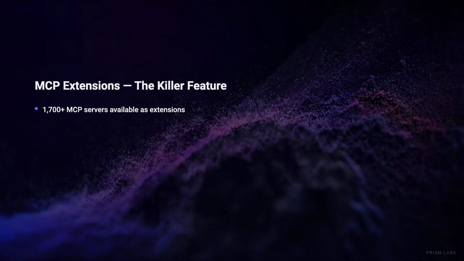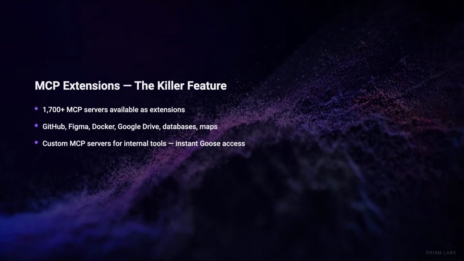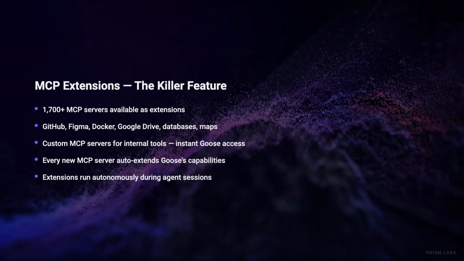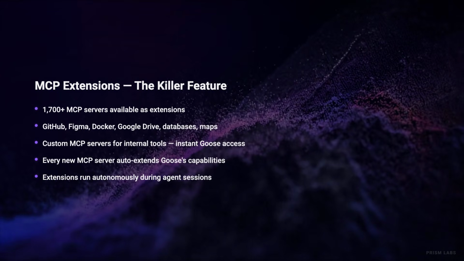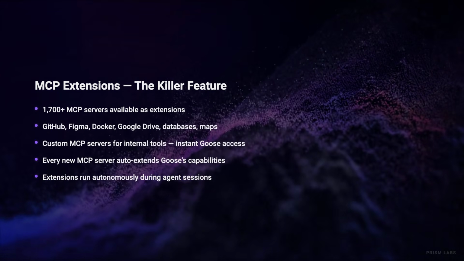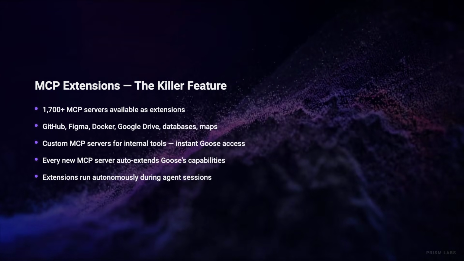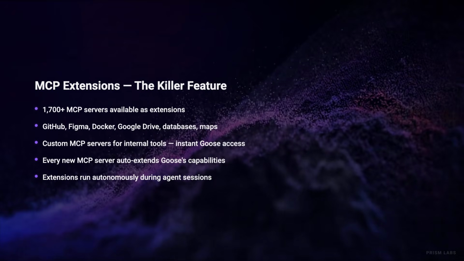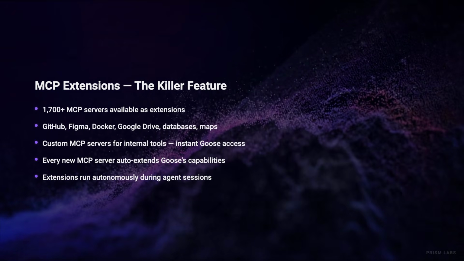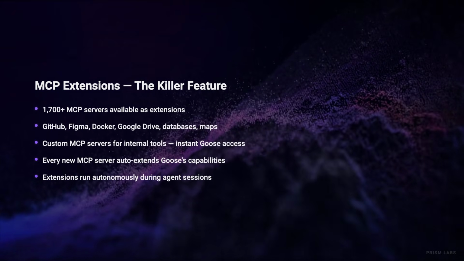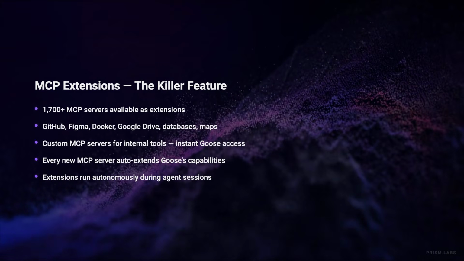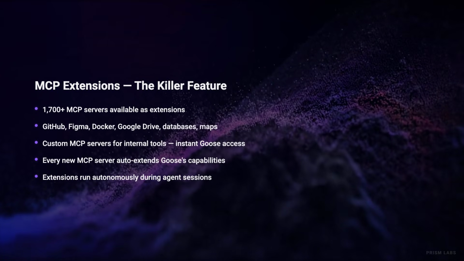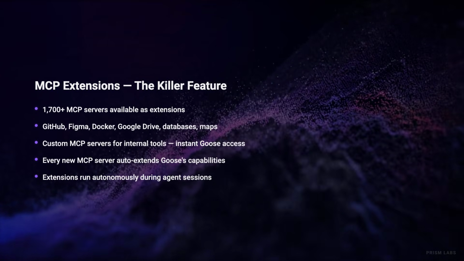The extension system through MCP is what makes Goose genuinely different from other AI agents. With over 1,700 MCP servers available, Goose can connect to virtually any external system. Need to manage GitHub repos? There's an extension for that. Want to generate code from Figma designs? Extension. Query a database, manage Docker containers, search Google Drive, plan routes with Google Maps, all available as MCP extensions that Goose can use autonomously during a session.